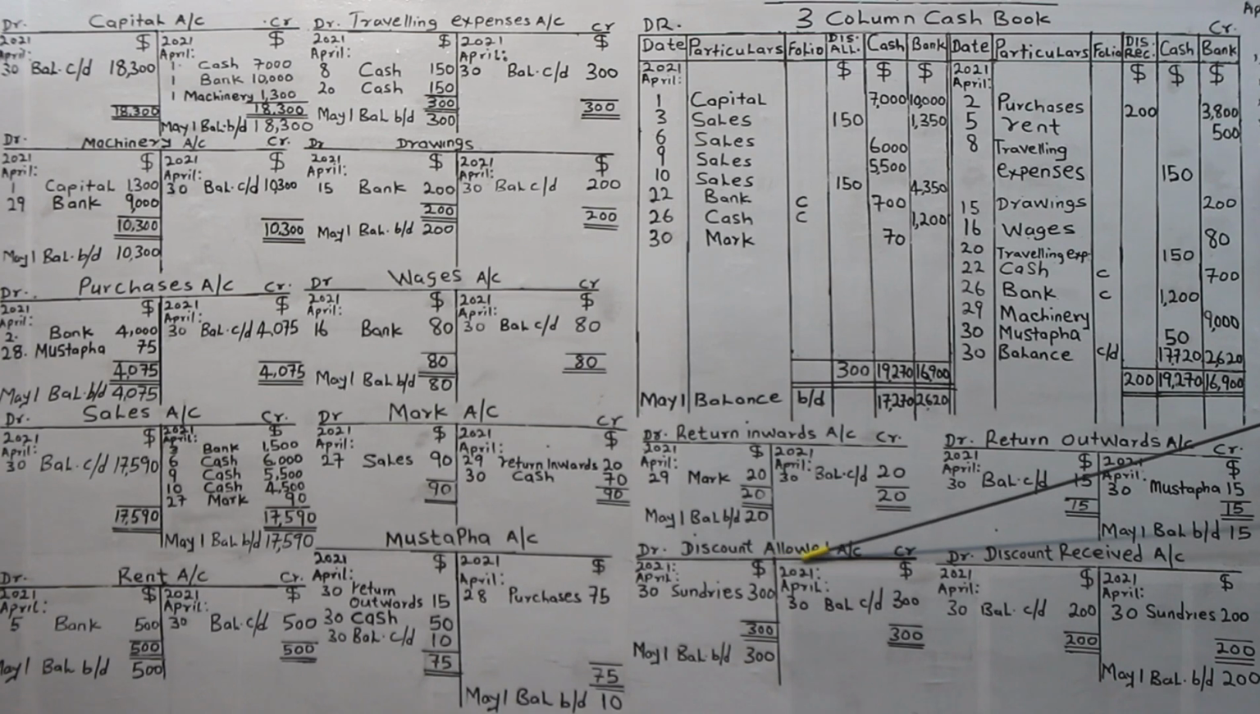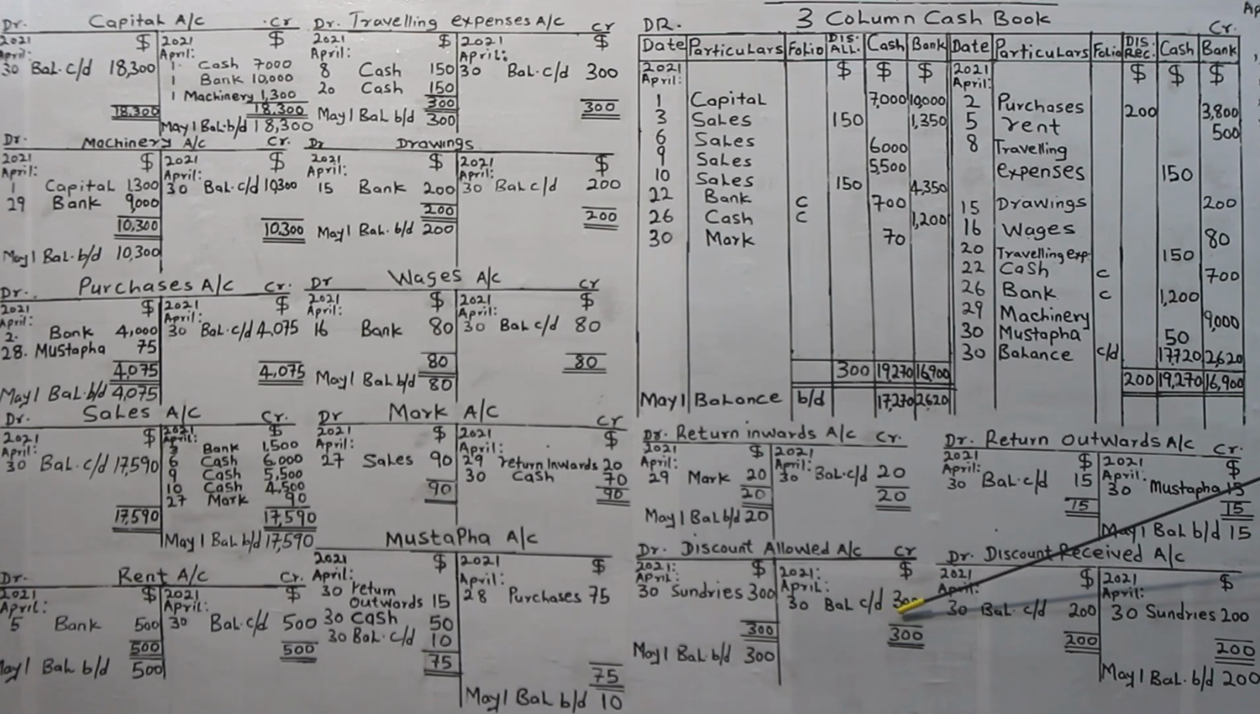So to balance the discount allowed account, the total on the debit side of discount allowed account is 300. So we'll bring it down and have it closed as 300. Then this 300 is taken to the credit side of discount allowed account and is called the balance carried down for 30th April 2021. Of course, this 300 has made the two sides to be equal. Then we bring down the 300 and have it closed in the same line with this, since these two figures must also be the same.